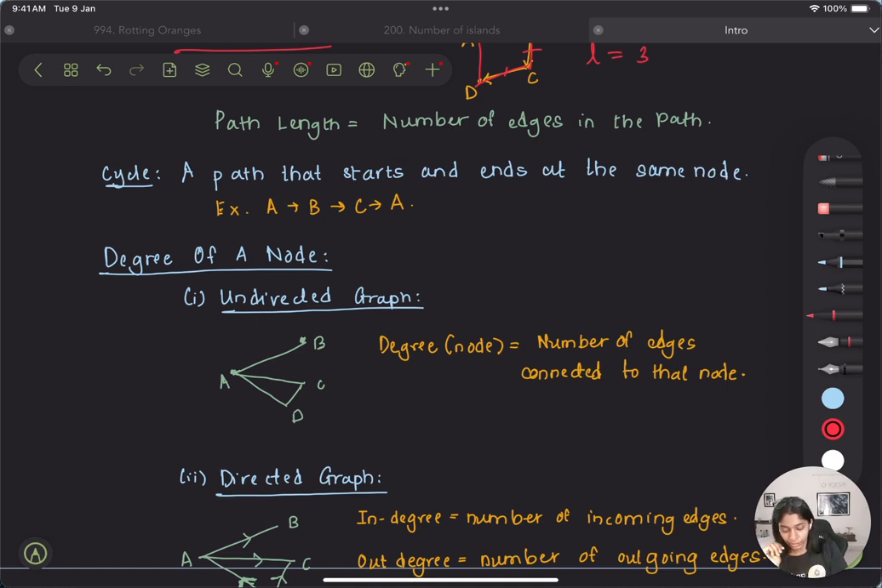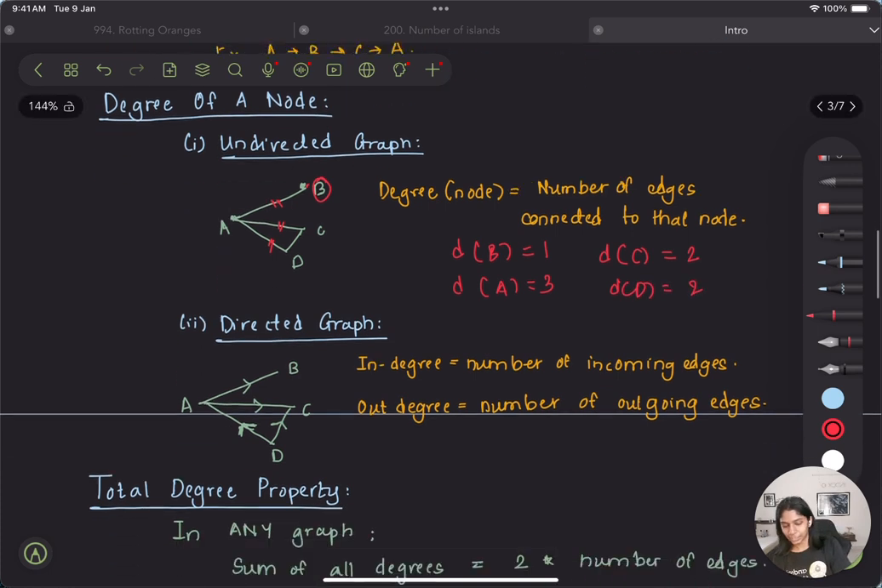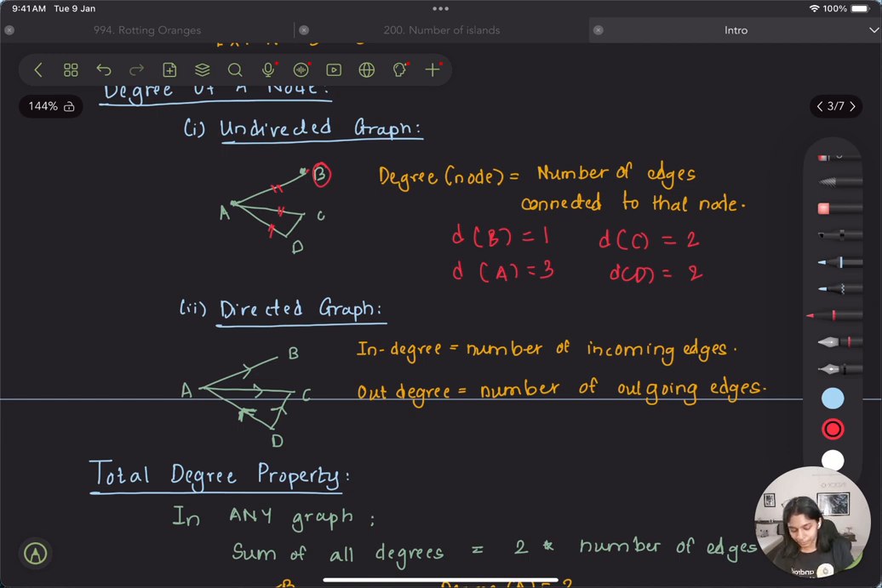Okay, now we can talk about degrees of a node. When we're talking about an undirected graph, the degree of a node is basically the number of edges connected to that specific node. So if I look at node B, it's only connected by one edge, so the degree of B would be equal to 1. As I can see, A is connected to 3, so the degree of A would be 3. In the same way, the degree of C would be 2, and the degree of D would also be equal to 2. So it's basically the edges that it's connected to other nodes via.